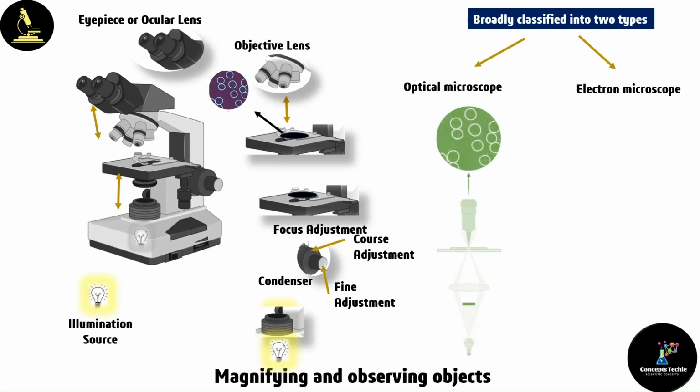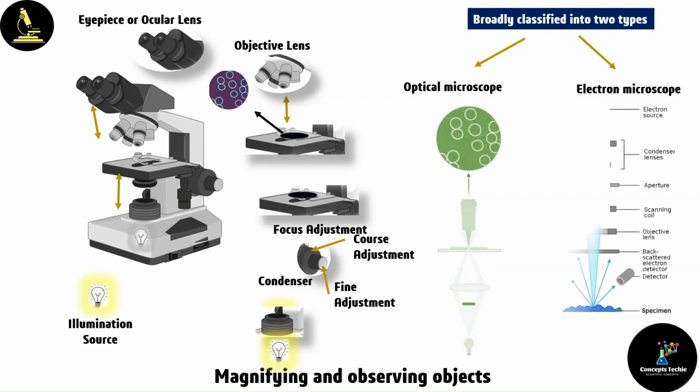Electron microscopes utilize a beam of electrons instead of light to produce magnified images. They offer much higher magnifications and resolutions than optical microscopes, making it possible to observe objects at the atomic and molecular levels. Electron microscopes are commonly used in fields such as nanotechnology, material science, and cell biology.